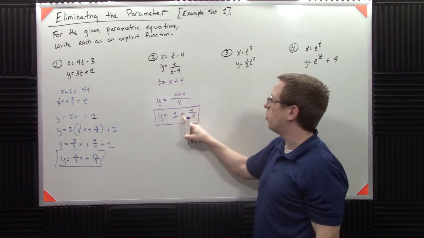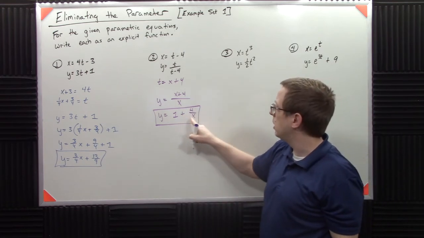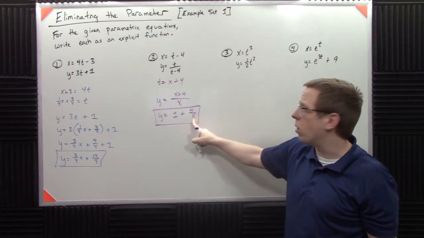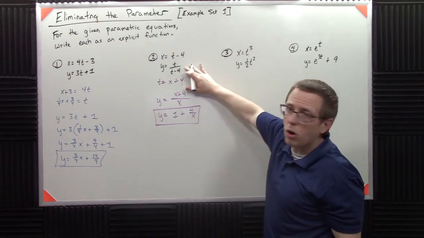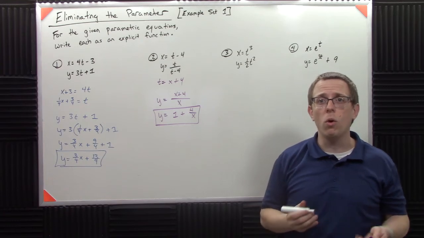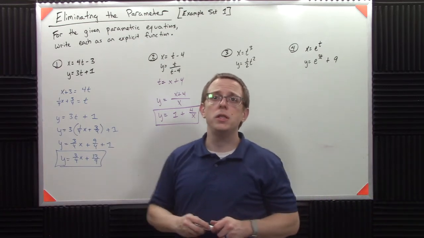This would be a fine answer, but I kind of prefer this. This helps me understand that it looks like 4 over x, but it's shifted up by 1. I like that a little better. So again, don't work harder than you have to. If it's already in a convenient form, just plug it in. So let's continue on rolling.